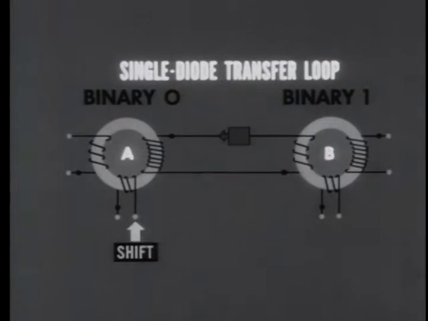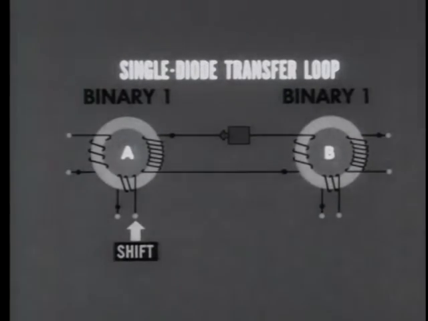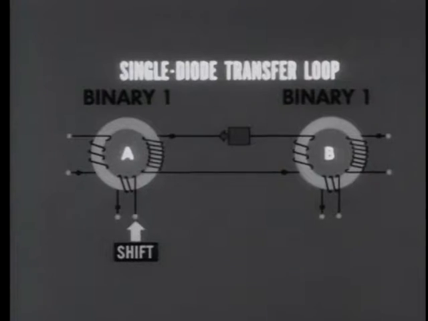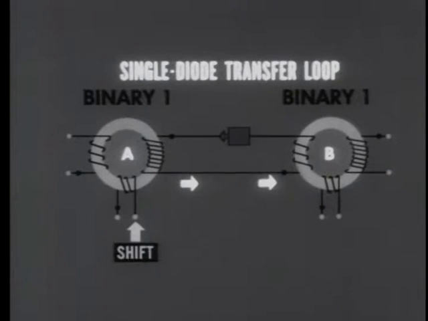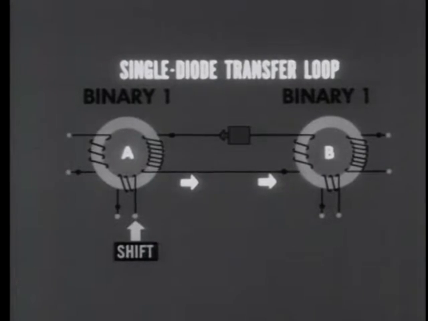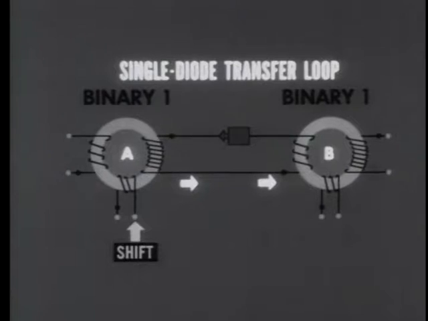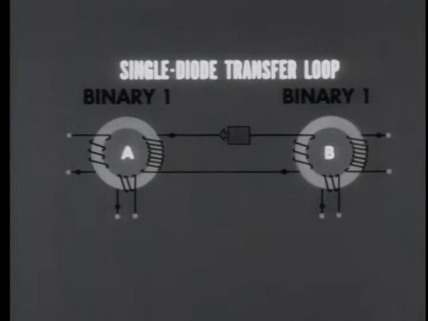However, if a non-dot pulse is applied to the shift winding of core A, it switches the binary state there back to 1. The change in flux induces an output in the direction the diode allows. This pulse enters the input winding of core B on the dot side, and core B is switched to binary 0. In effect, we have transferred a 0 physically from one core to the next.